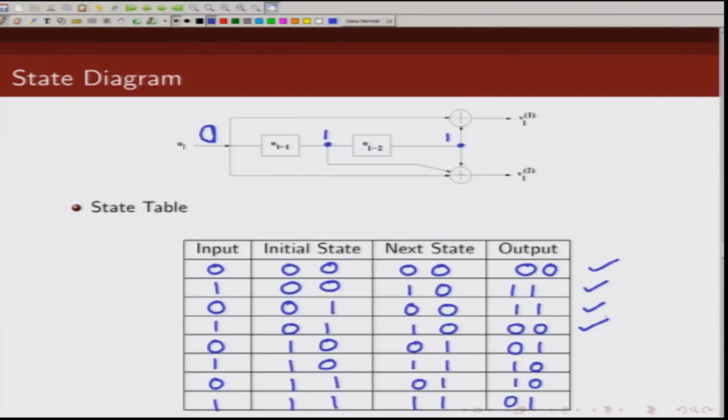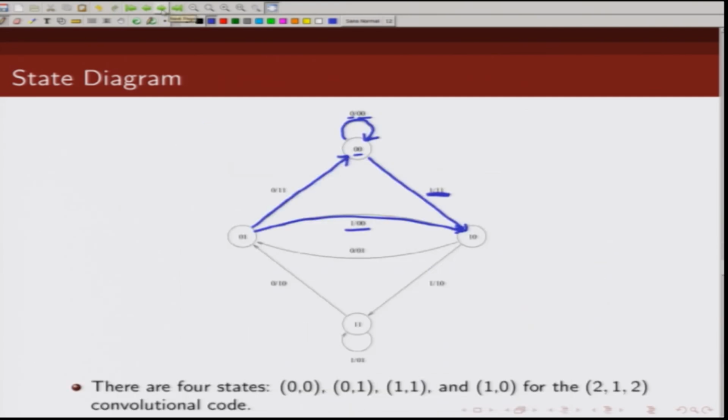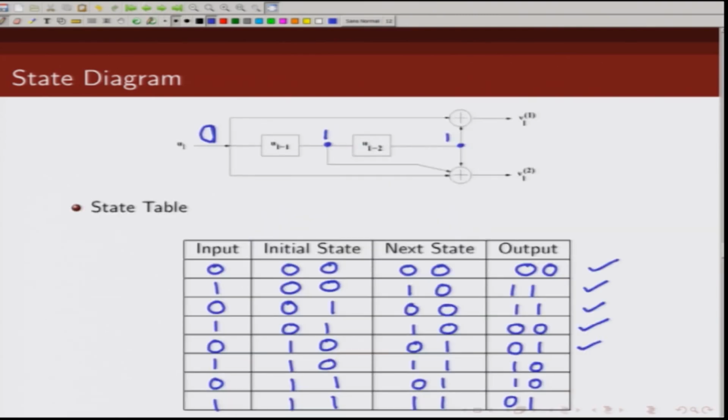This is done. State 1 0, initial input is 0, you move to state 0 1 and output is 0 1. So, you are in state 1 0, you receive a 0, you move to state 0 1 and output is 0 1. So, that is this, okay. And so, this is taken care of.